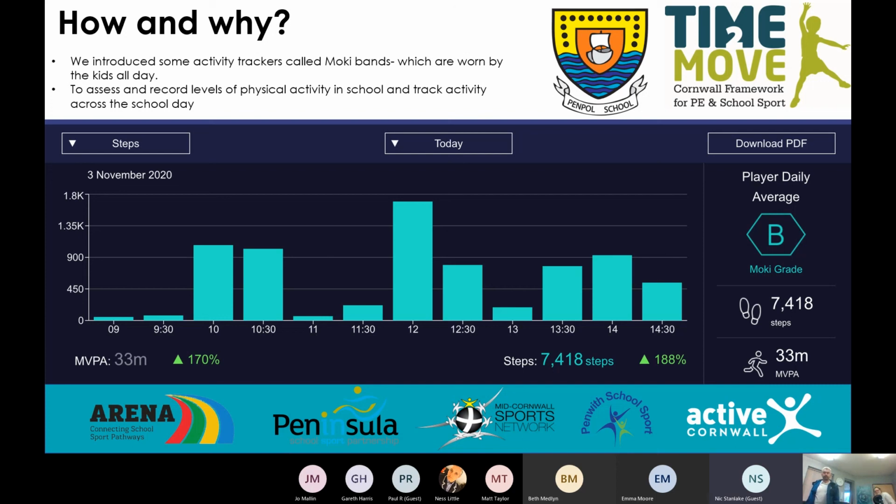Simply just putting them on the children was like, as one of the teachers said, putting a superhero cape on. Just putting this green silicone wristband on their wrist made them do more physical activity at what we call their times. So at break times and lunch times, they'd be running laps of the playground just to get their steps up. So the element of competition is probably the best thing that we've had.